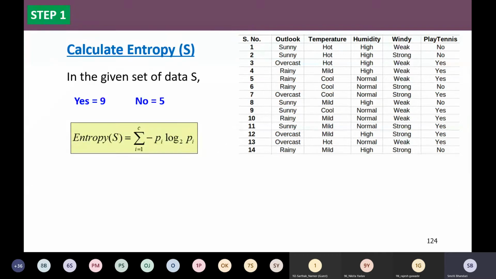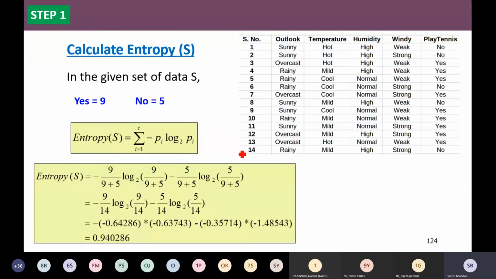And we know the formula for computing the entropy for the data set S. This formula is summation over i equal to 1 to C of minus pi log of pi to the base 2, right? So how are we going to make use of this data set and the statistics that we have to compute this entropy of S? Let us look at how we are computing it. So how many classes do we have? 2 classes, yes and no, right? So for i equal to 1 say yes class, and i equal to 2 say no class.